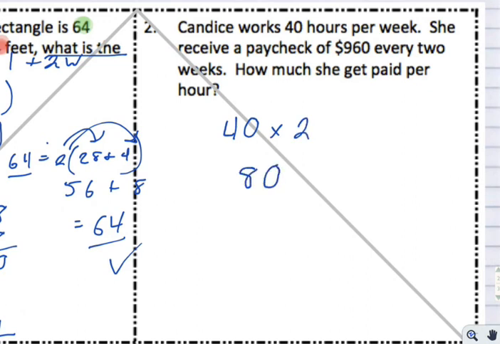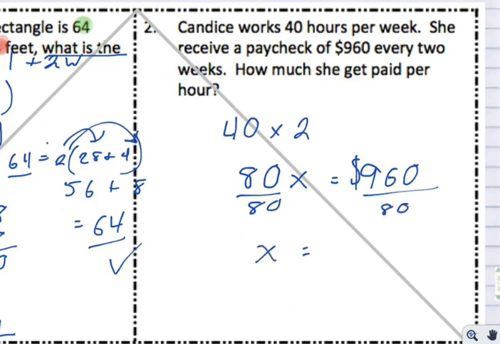I want to know how much money she makes per hour, and that should equal $960 total. So over the course of 80 hours, how much is she making per hour to get a total of $960? I can solve this easily by dividing. Divide both sides by 80. So the amount of money she gets paid, X, should be equal to 960 divided by 80. And you can do this out longhand. This isn't a difficult problem.